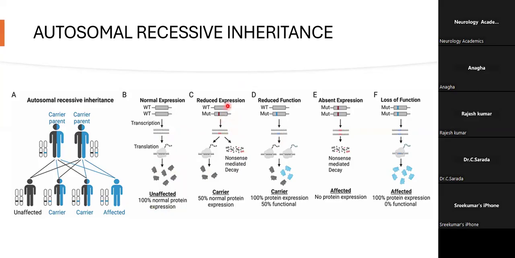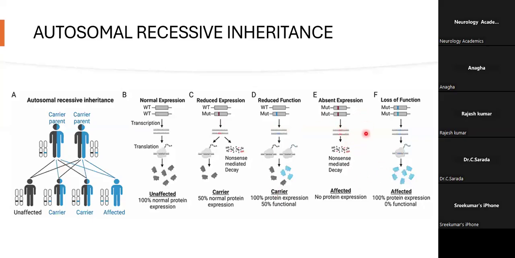So in case of carriers, that is, there is one wild type allele and one mutant allele, the mRNA produced from the mutant allele will also be a mutant mRNA. If this codes for a stop codon, then it forms a nonsense mutation, and then there is nonsense mediated decay. So here only 50% of the protein will be expressed. Another way in which the carrier can manifest is that the mutant allele codes for a different protein that is non-functional. So here there is 100% protein expression, but only 50% is functional. Usually in autosomal recessive disease, carriers will not be manifesting the disease.